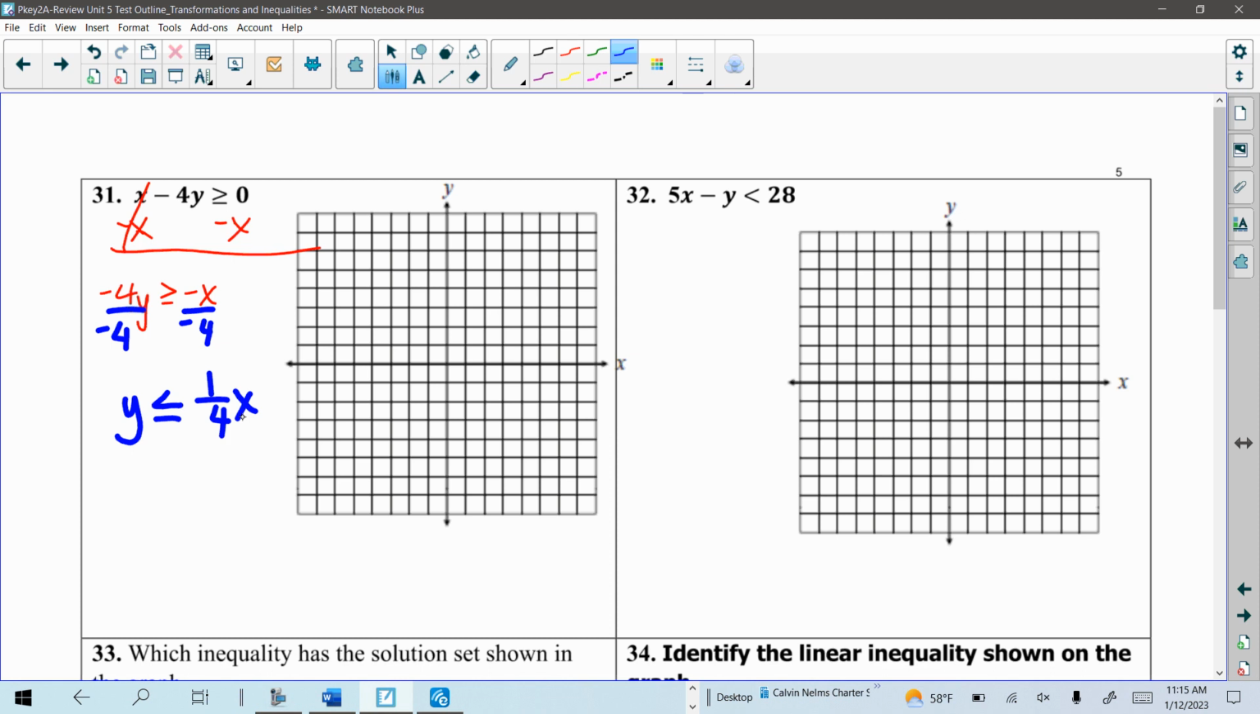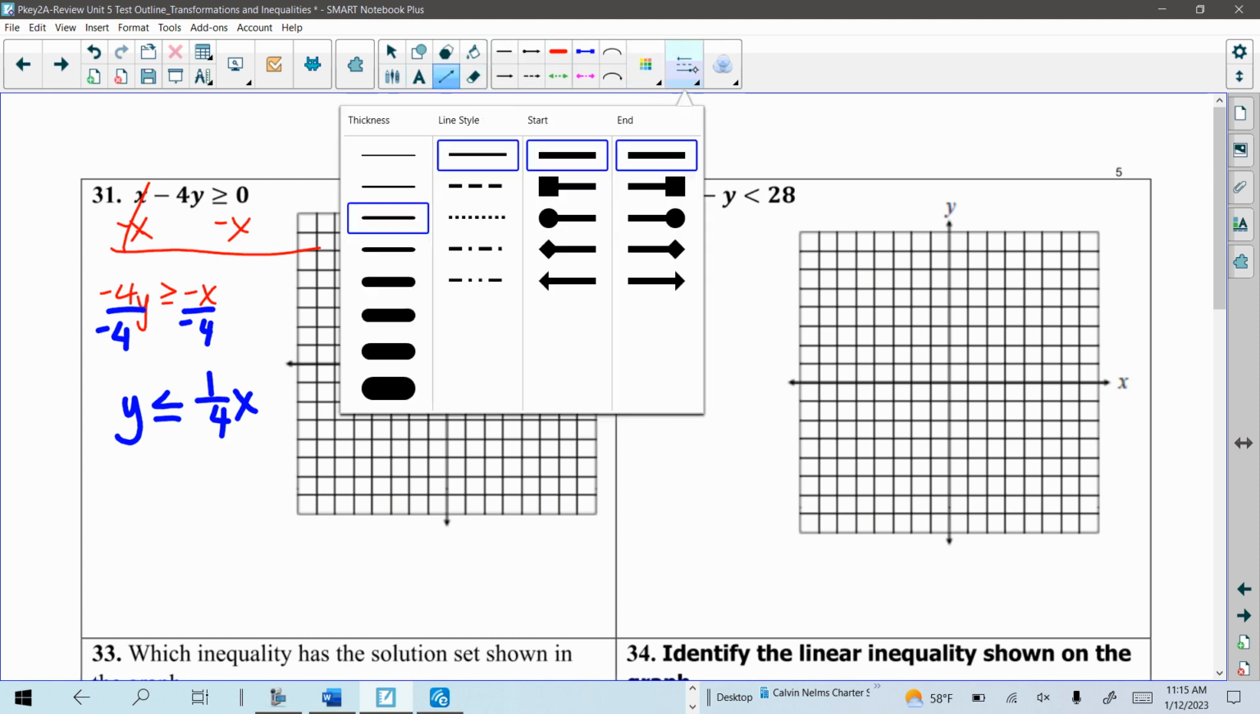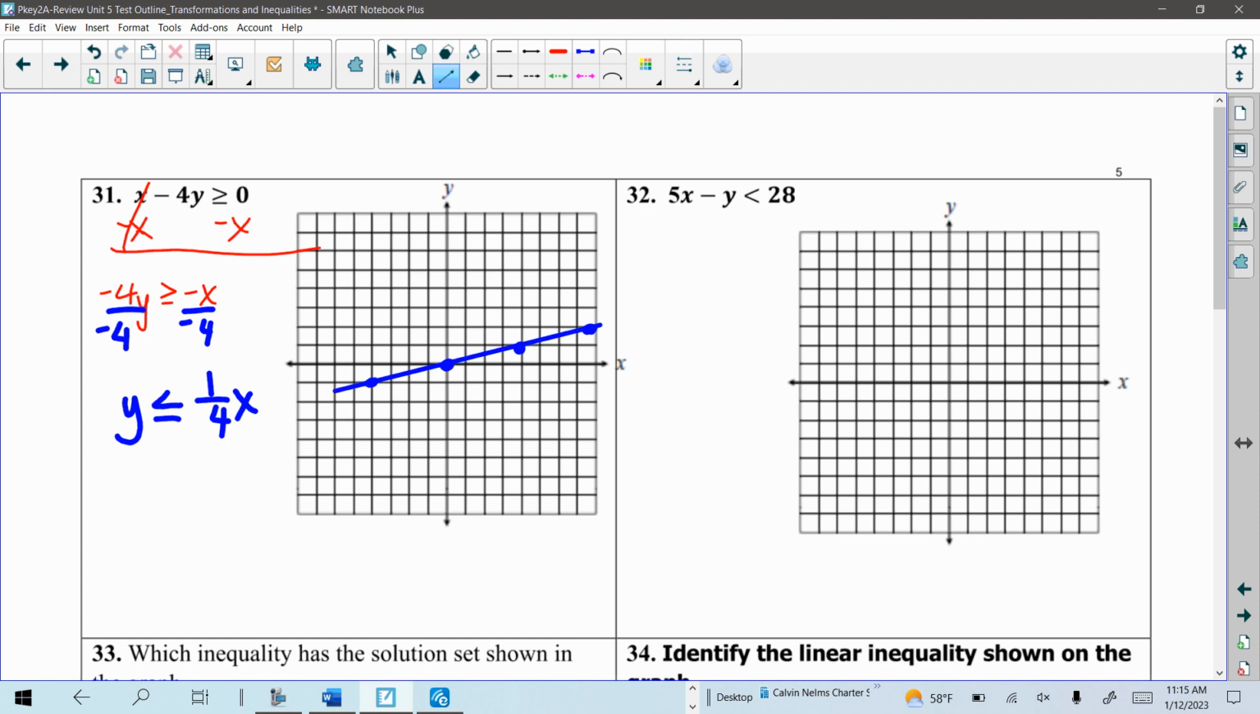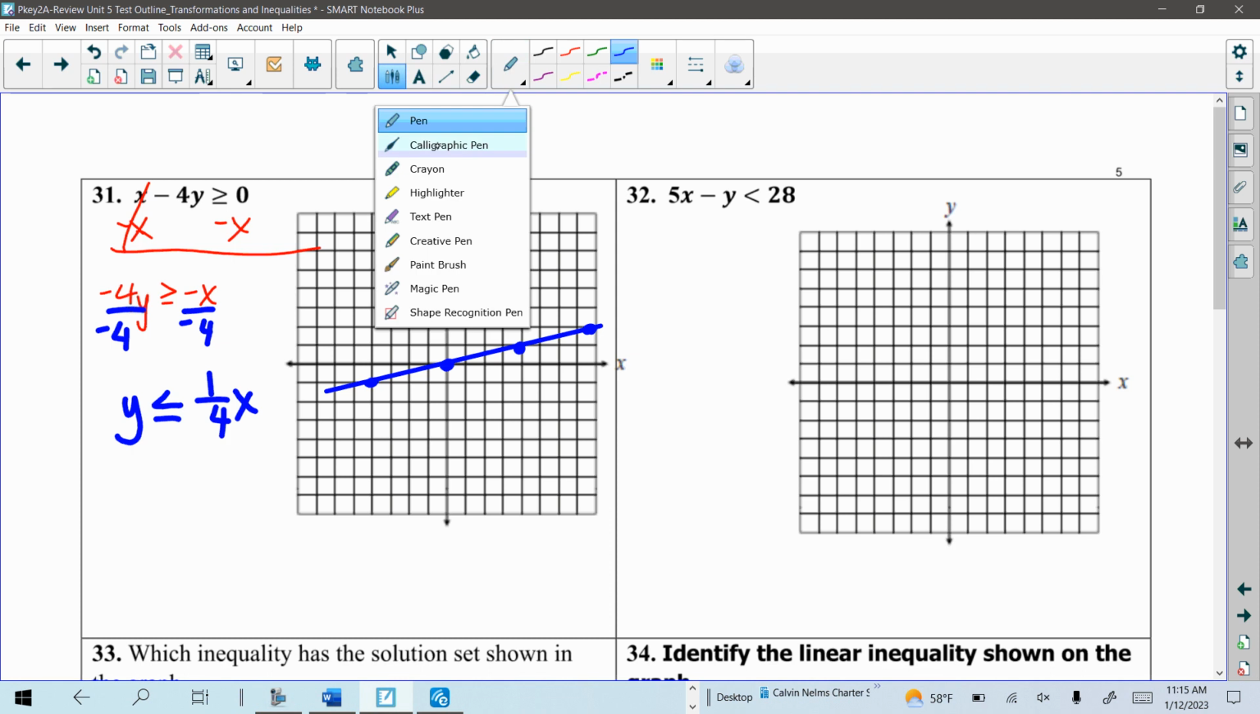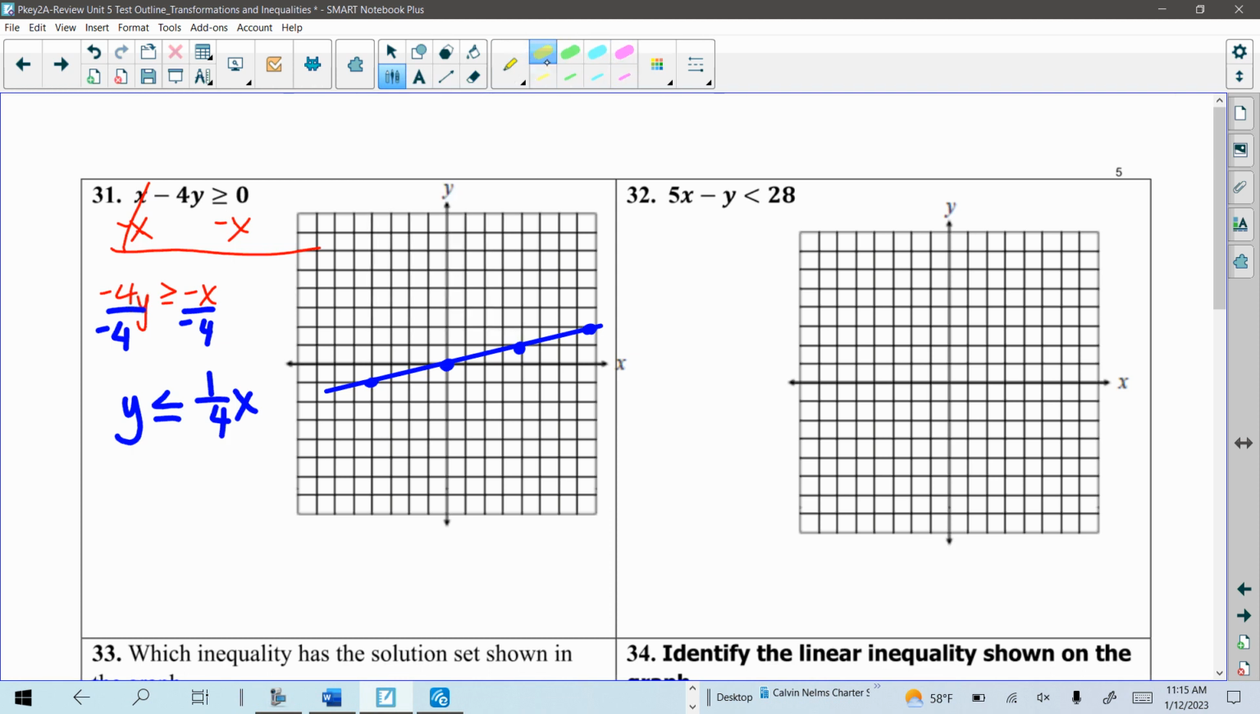So we should be starting at the origin at 0, counting up 1, to the right 4. Or down 1, to the left 4. Again, we have a solid line. And we're shading where? Yep. Less than means, this symbol means we shade below.